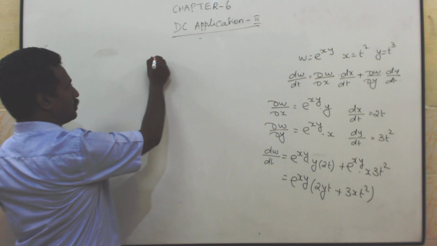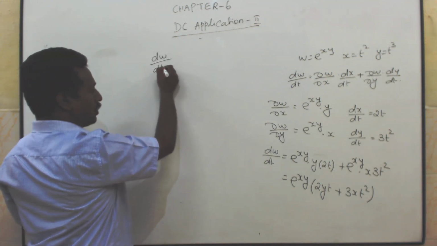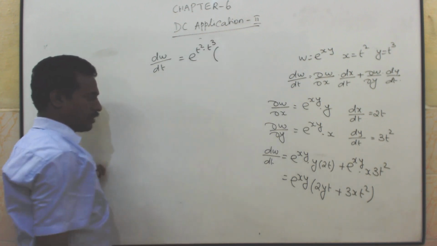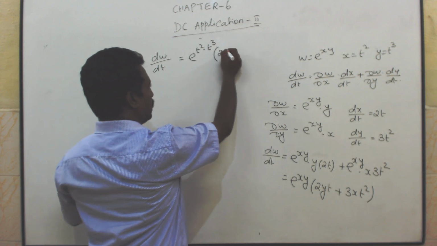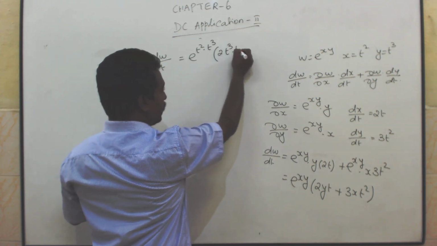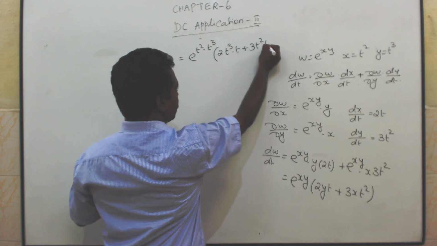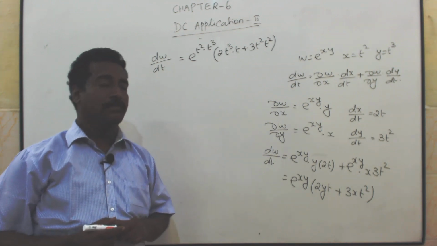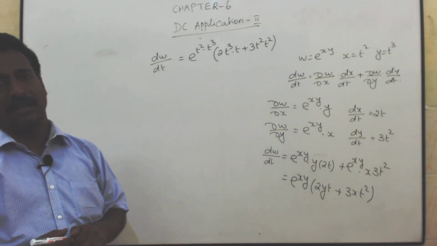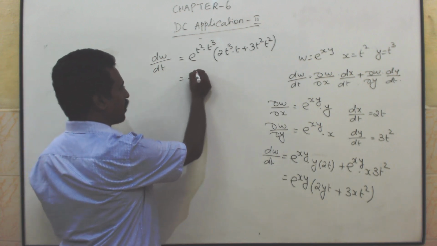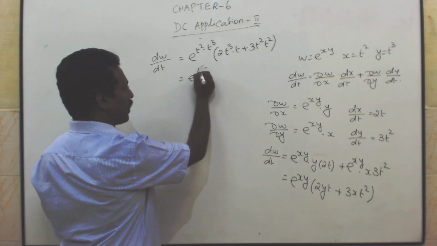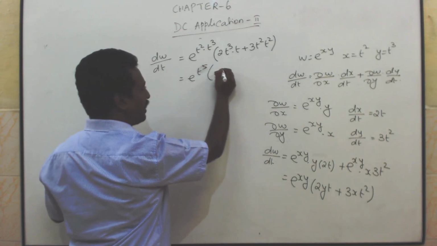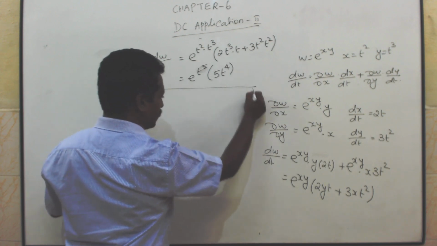Just substitute. dw by dt is equal to e power x is t square, y is t cube: 2 y is t cube into t, plus 3 x is t square into t square. t square into t cube, when we multiply, add the power, e power t power 5. This is 2t power 4 plus 3t power 4, which is 5t power 4. That's one.